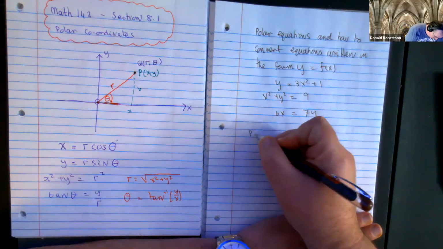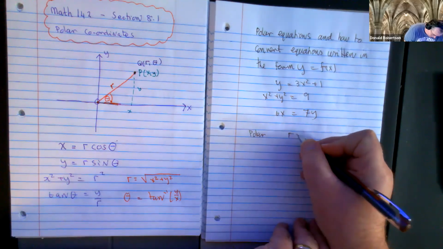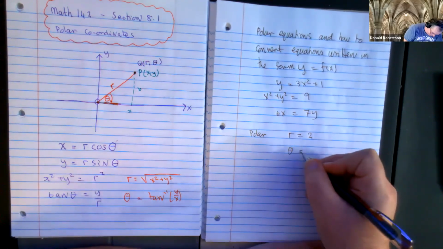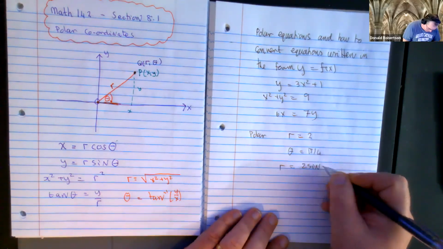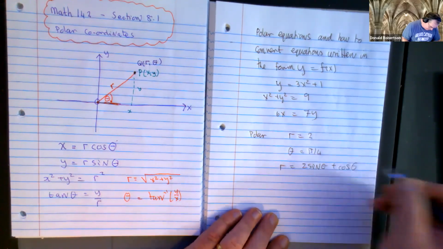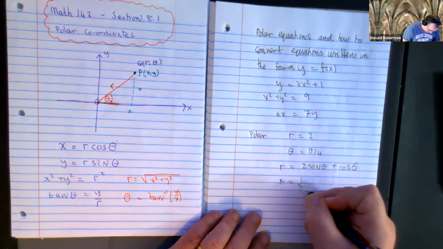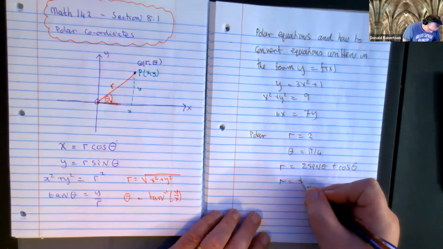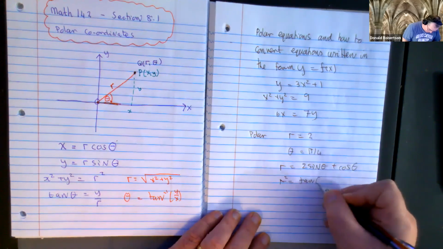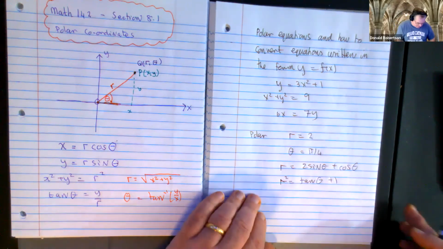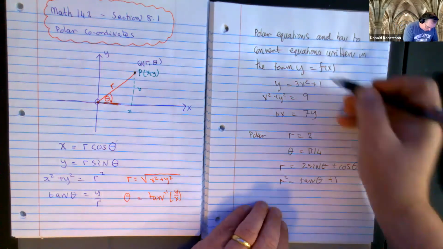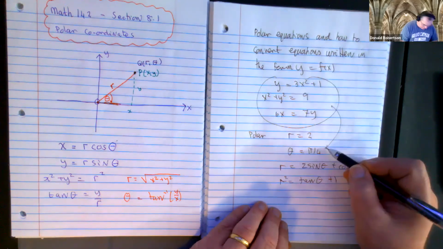So what do polar equations look like? Well, polar equations look like r equals 2, theta equals pi upon 4, r equals 2 sine theta plus cos theta, or r squared is tan theta plus 1. Anything that contains r's and thetas is polar form, a polar equation. Anything that contains x's and or y's is Cartesian form. And we're going to look at how you change from one into the other.